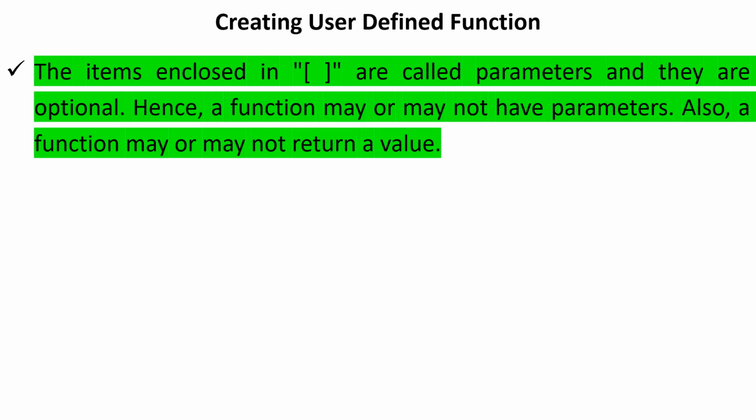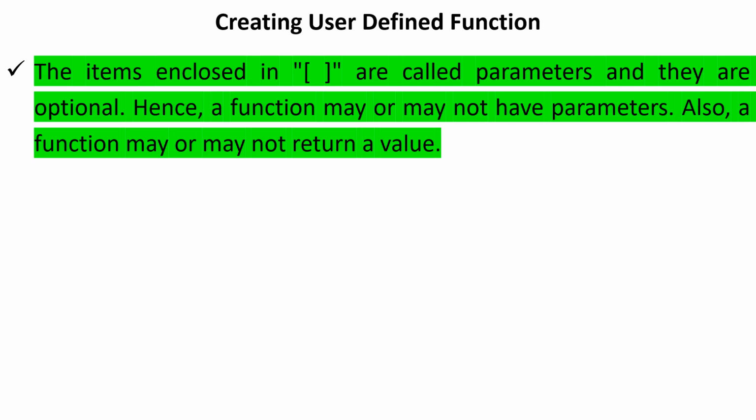Now, here, whatever I have explained in a user-defined function, as I told, whatever has been written in the square brackets are called parameters, and they are optional. It may or may not have parameters. That means if a function has parameters, you need to write the parameters separated by commas. If it does not have parameters, then you need to write nothing over there. You just need to write the small open bracket and small close bracket, with no parameters. If it has parameters, then each of them has to be separated by a comma.